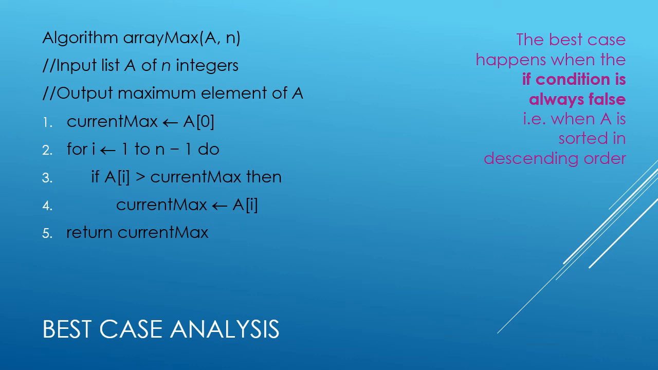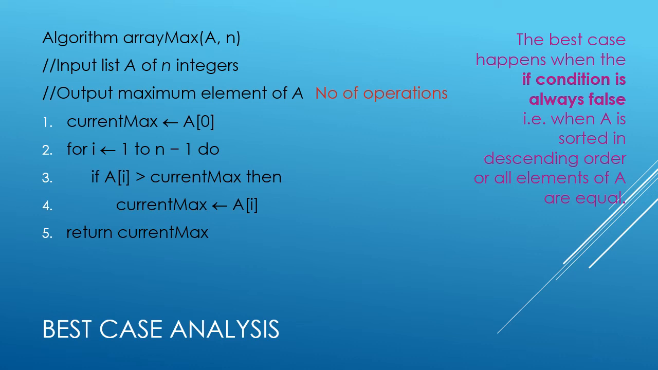There is another type of input that will lead to the best case. Suppose that your list contains the same element at all positions. A has 4 elements and A is 5, 5, 5, 5. In this case too, the if condition will always be false. So the other input which will lead to the best case is when all elements of A are equal. I am interested in the number of operations that will happen when the algorithm is presented with best case input.